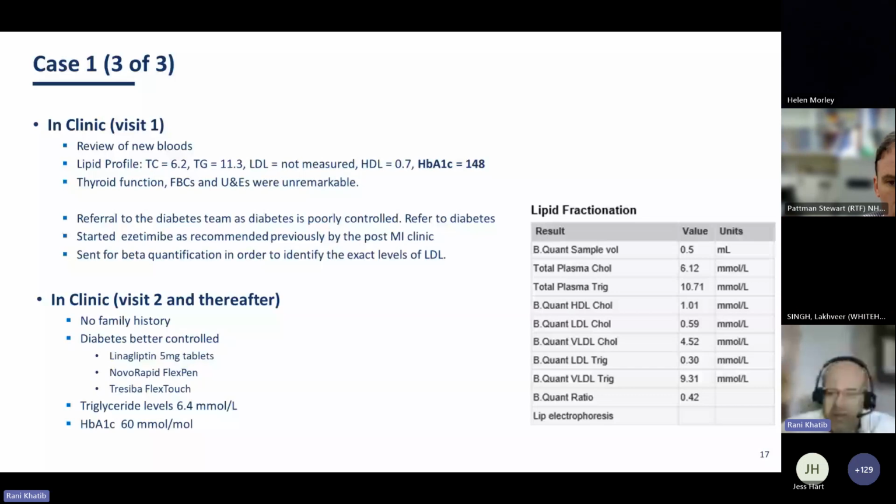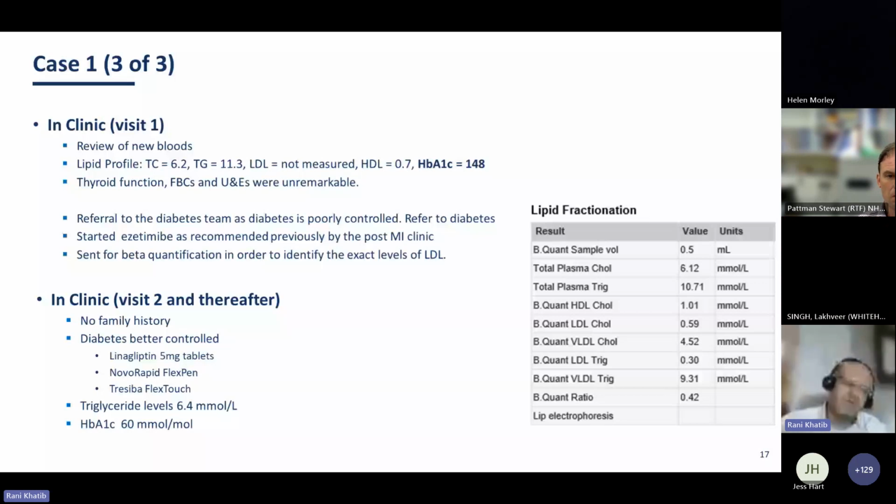So this patient did not have any evidence of FH whatsoever. The family history wasn't there either. All he needed was better control of his diabetes. And when his diabetes was better controlled, his triglycerides came down nicely. When we saw him again, his triglycerides were 6.4 after his HbA1c was much better controlled at 60 instead of 148. But you can see there that LDL was not an issue.